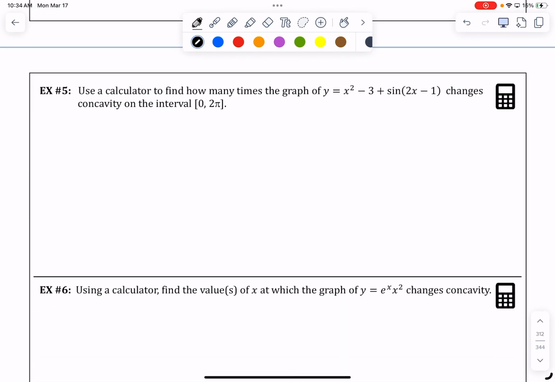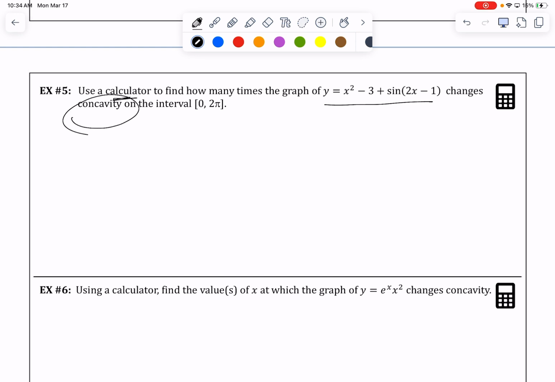Real quick, calculator. Here's a calculator problem that they would do on the exam. Use the calculator to find out how many times it changes concavity. Here's what I would do. It is very deceiving to look at the original function. How many of you agreed it was hard to eyeball the concavity?